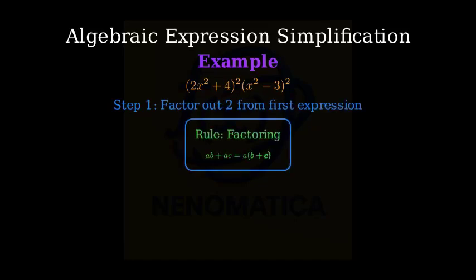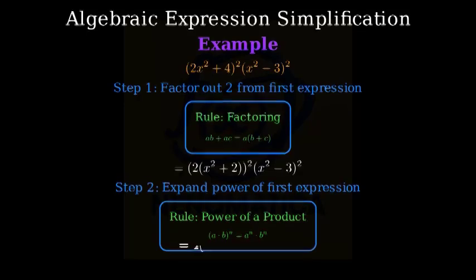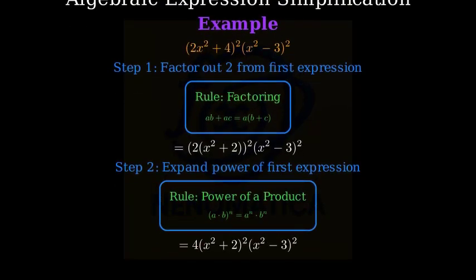First, we'll factor the first expression. We can rewrite 2x² + 4 as 2 times (x² + 2). Next, we expand the power. When we have (2 times something) squared, we can rewrite it as 4 times (that something) squared. So we get 4 times (x² + 2)² times our second expression.